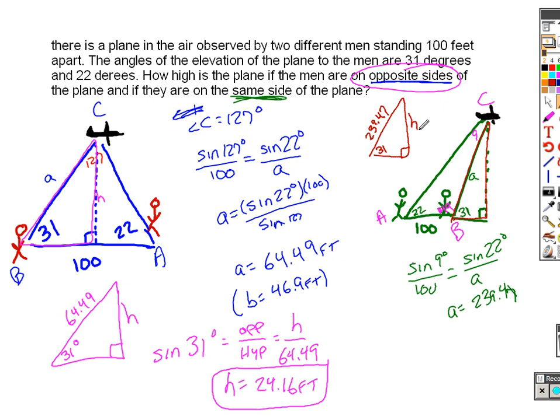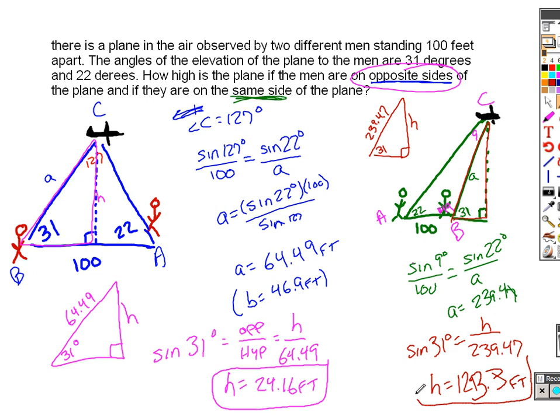So again, I have a right triangle trig with sine. That sine of 31 will equal h over 239.47. Multiply both sides by that 239.47. I get that the height of the plane is 123.3 feet. 123.3 if my computer would behave. So that's when the people are on the same side of the plane.